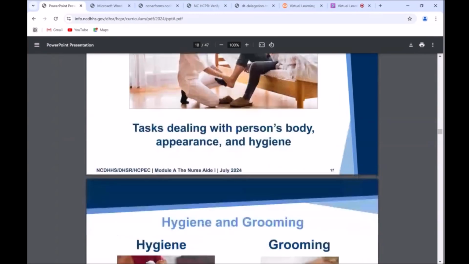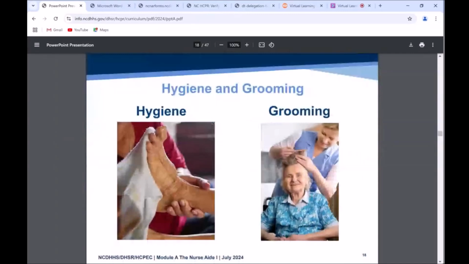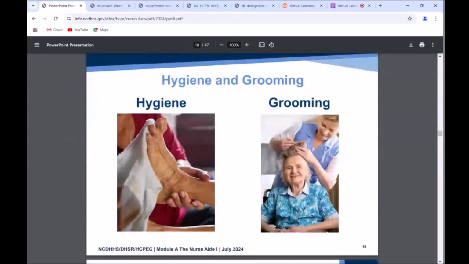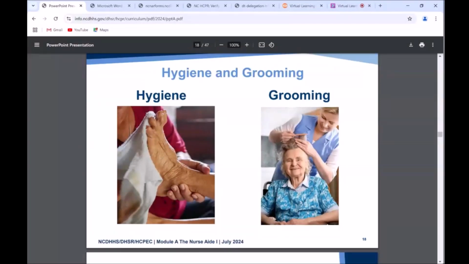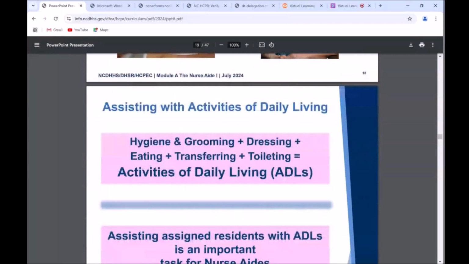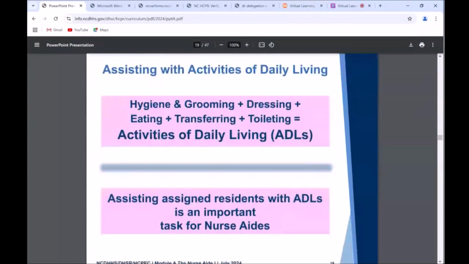Hygiene and grooming. Hygiene is performed to keep the body clean and healthy. This is going to be things like bathing and brushing your teeth. Grooming are tasks that maintain appearance while fostering dignity and choice. Examples of that would be caring for fingernails and hair. And these are activities of daily living, or ADLs is what you'll hear them called. This is hygiene and grooming plus dressing, eating, transferring, and toileting. It's just everyday things that a resident routinely does. And it's an important duty of the nurse aide.